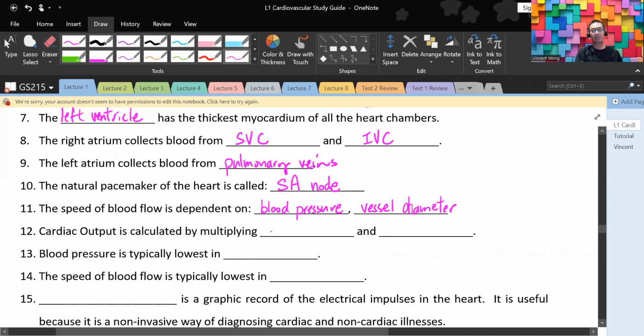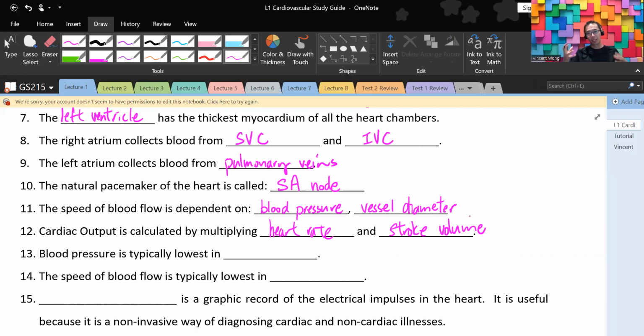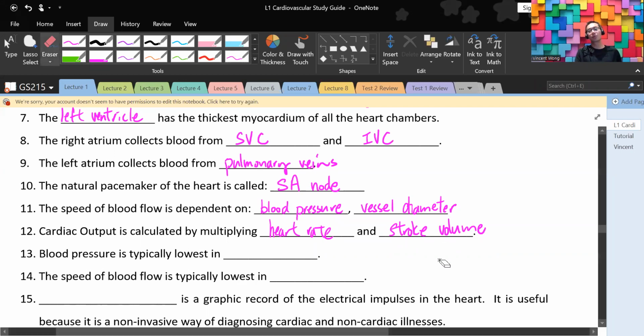Cardiac output is calculated by multiplying heart rate and stroke volume. If someone has a heart attack, for example, some of the heart muscle might become weaker. So they're not able to squeeze as much. So their stroke volume might be lower, which in turn will lower the cardiac output, right?